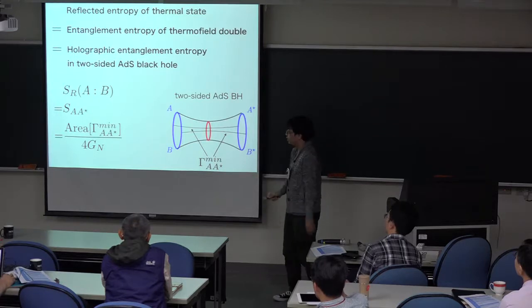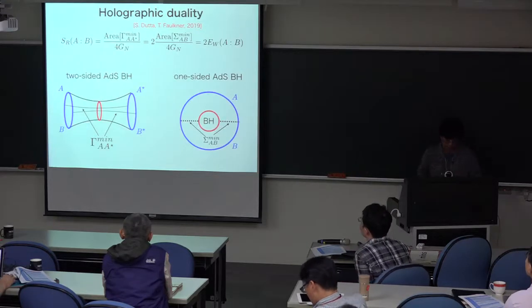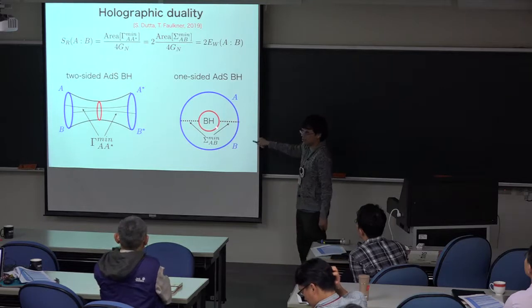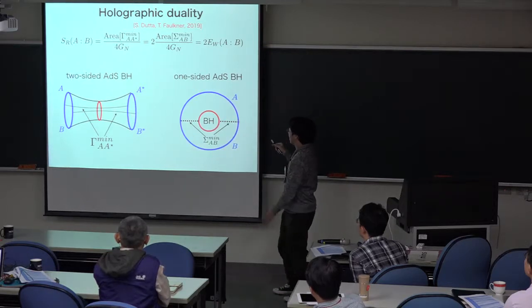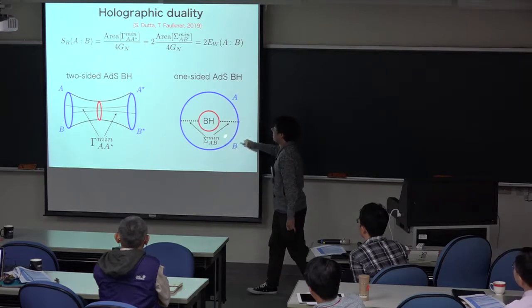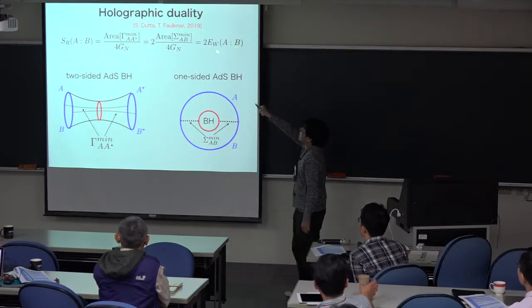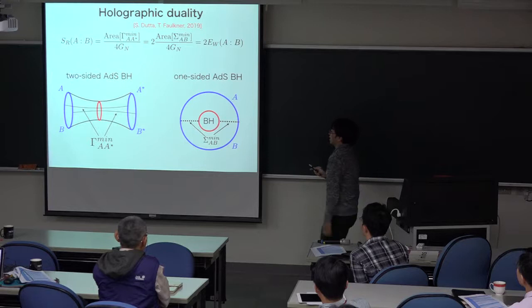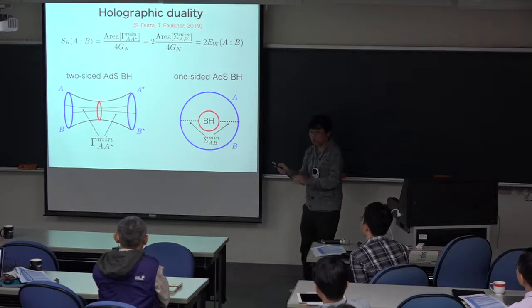So reflected entropy corresponds to the area of this minimal surface because of this relation. Since this two-sided AdS black hole is the double copy of the one-sided AdS black hole, the area of this minimal surface is 2 times the area of this entanglement wedge cross-section. So we can obtain the holographic duality between reflected entropy and entanglement wedge cross-section. In particular, this factor 2 comes from the double copy for canonical purification. Or in other words, this two-sided AdS black hole is the double copy of the one-sided AdS. This is the meaning of 2.